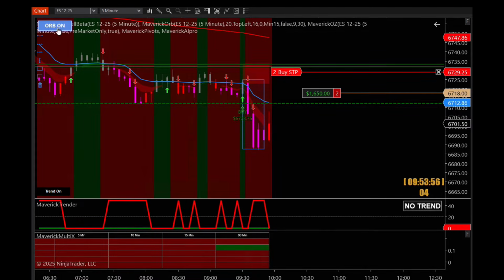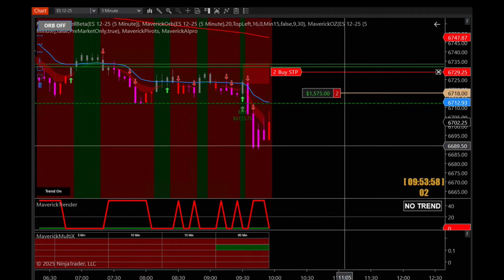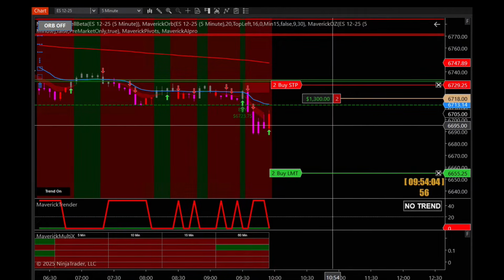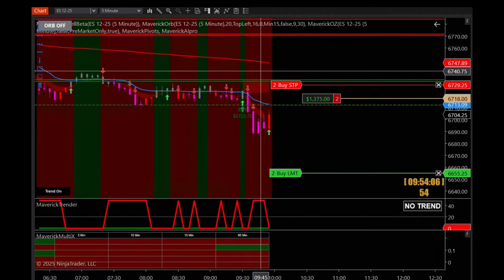And this is the Maverick orb. I'm going to turn it off. We do not need that right now, but that is an indicator that will be coming soon to lifetime members for free. So we have a red background.